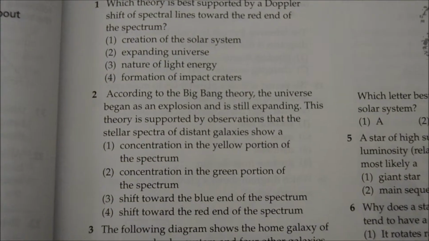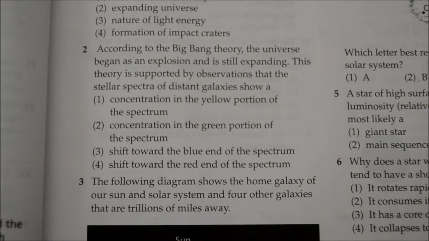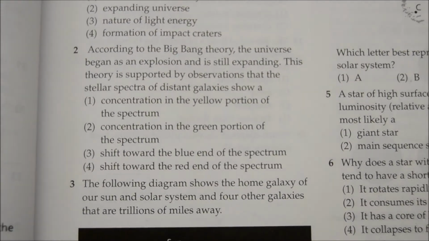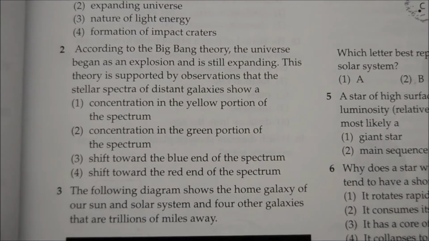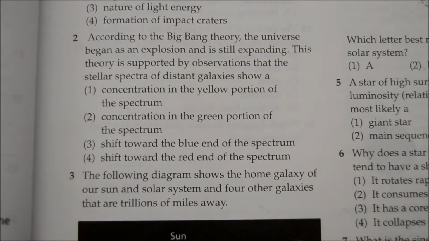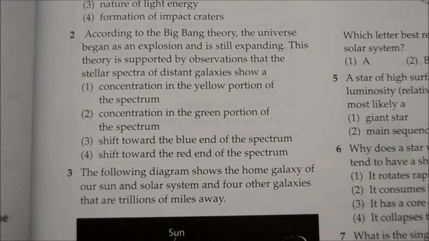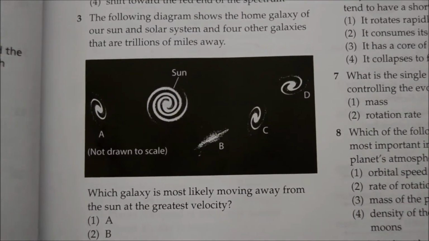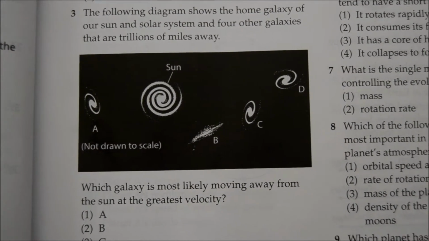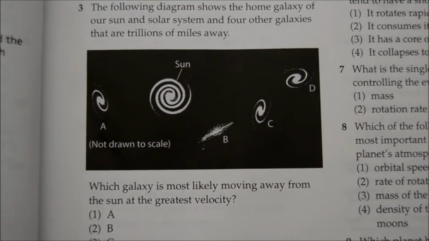Number 2, according to the Big Bang Theory, the universe began as an explosion and is still expanding. This theory is supported by observations that the stellar spectra of distant galaxies show a shift towards the red end of the spectrum. Number 3, the following diagram shows the home galaxy of our sun and solar system and 4 other galaxies that are trillions of miles away.